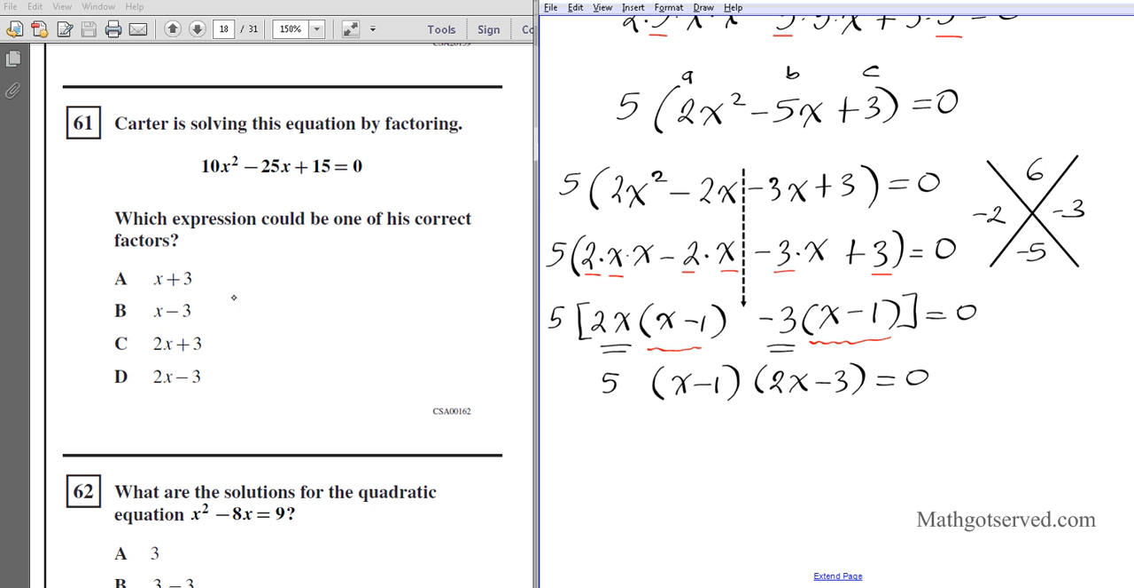So which one matches? x minus 1 is in here, 2x minus 3. Answer to 61 is option D.